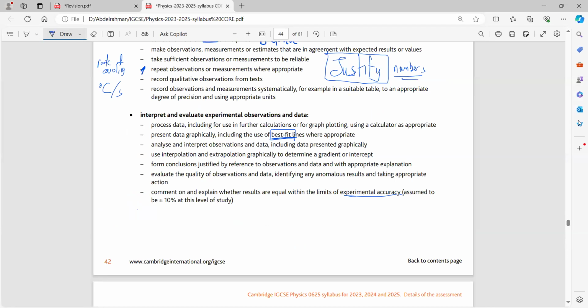Okay, I'll talk about the justification. Someone's saying justification, calculating. Yes, justification, you have to use numbers from the table. You must use numbers from the previous table or from the previous experiment that you have conducted. Okay?